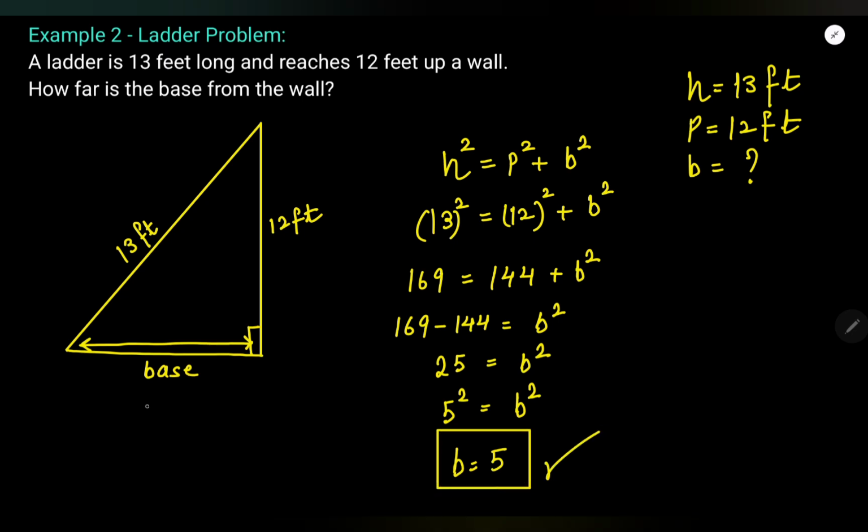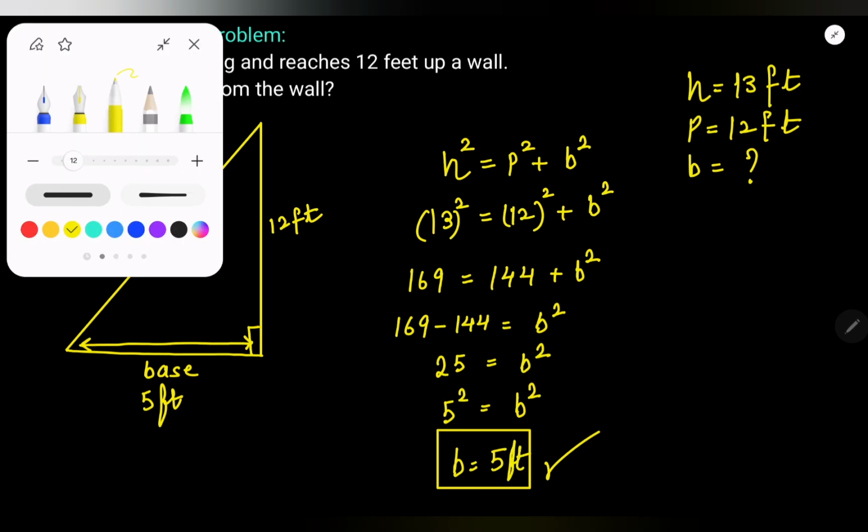So what is base? Base is 5 feet. Here I should have written the unit as well. Never forget to write the unit. So base is 5 feet.